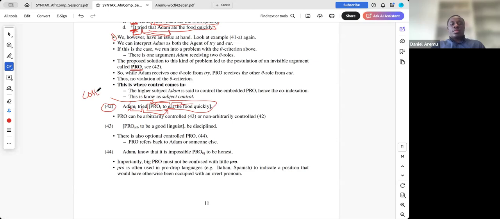So control is basically a case where a contentful argument controls an empty argument, like a phonetically or phonologically null argument, basically. So we escape the fact that Adam is now being assigned two theta roles. No, it's assigned only one, but it's a pro that gets the theta role from it. That is what control does.